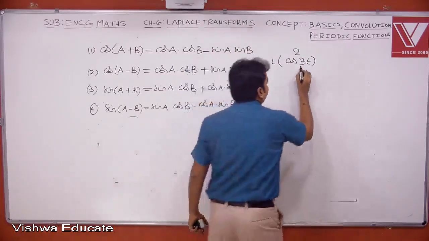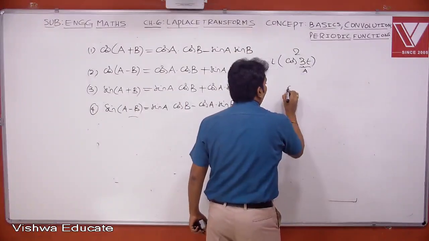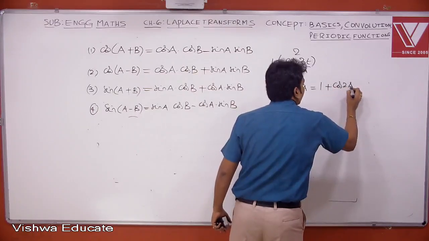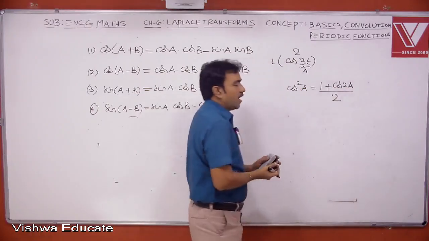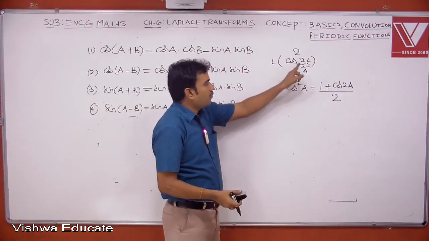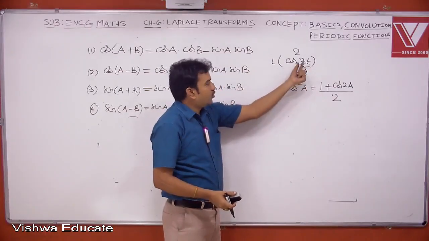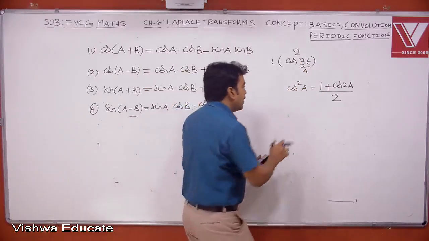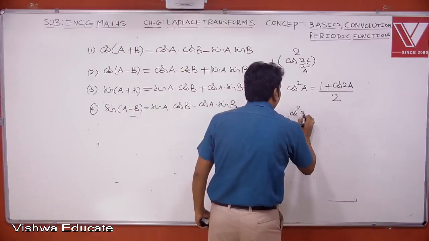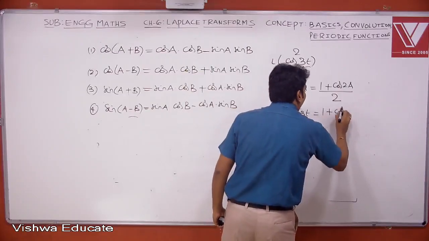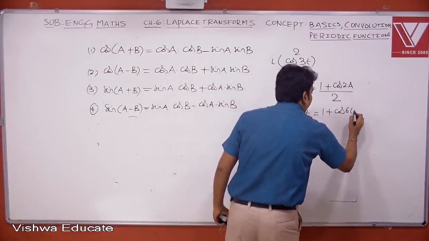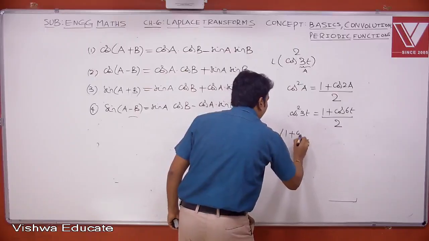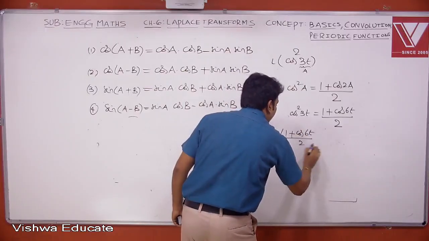So assume that this is a value. We have the formula for cos square a: this is 1 plus cos 2a divided by 2. What I want is Laplace of cos square 3t. So assume that 3t is angle A. Cos square A is 1 plus cos 2A by 2. Therefore replace A by 3t. Cos square 3t equals 1 plus cos 2 into 3, 6, so this is 1 plus cos 6t divided by 2. Therefore this is Laplace of 1 plus cos 6t divided by 2.